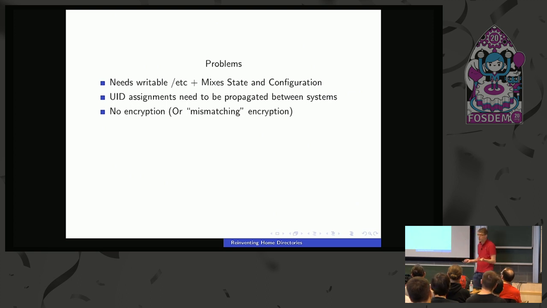Yeah, so I call that mismatching encryption, right? You protect your data with it, but actually what you protect the data with is a system property, not a user property. There's also the problem: no modern authentication mechanisms.